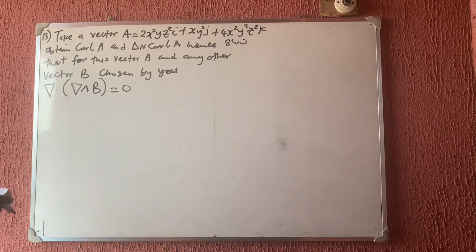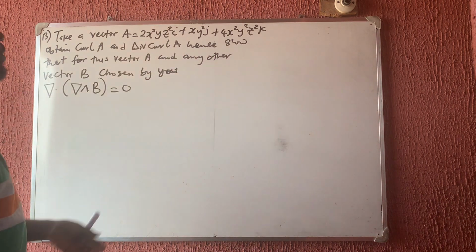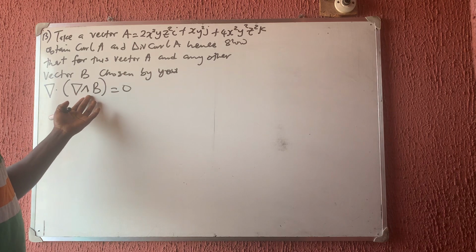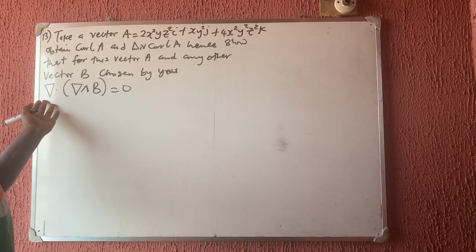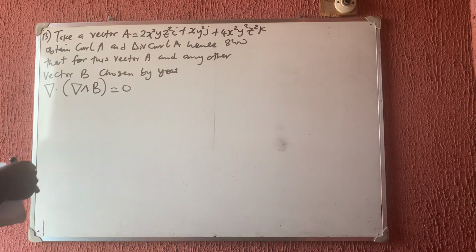So this one is an assignment for you. It's not difficult to do. We've done it before, so you can try it. I told you that div curl of any vector must be 0. So first of all, find the curl. After finding the curl, find the div. It must give you 0. It is a must. So the next question is question number 14.